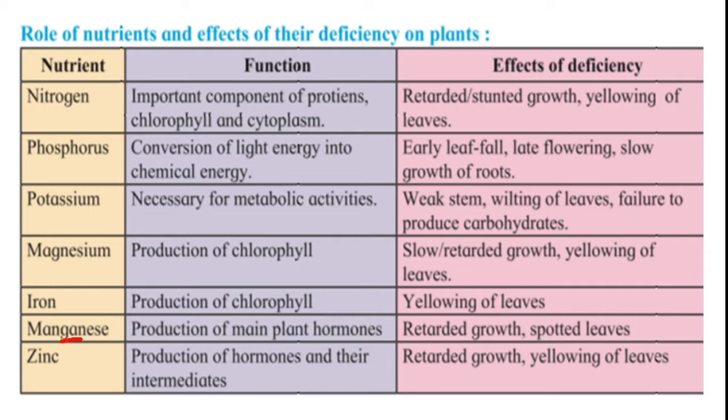Manganese helps in the production of main plant hormones. Deficiency causes retarded growth, spotted leaves. Zinc helps in the production of hormones and their intermediates. Deficiency causes retarded growth, yellowing of leaf.